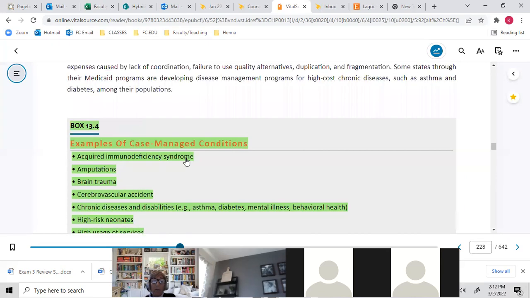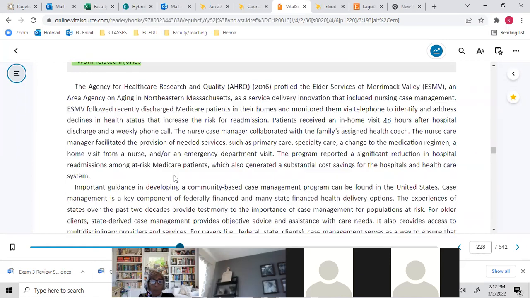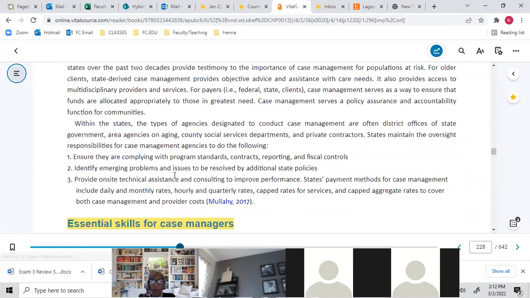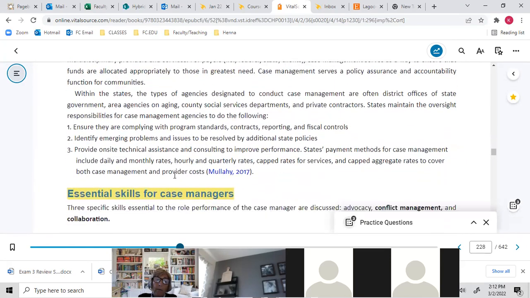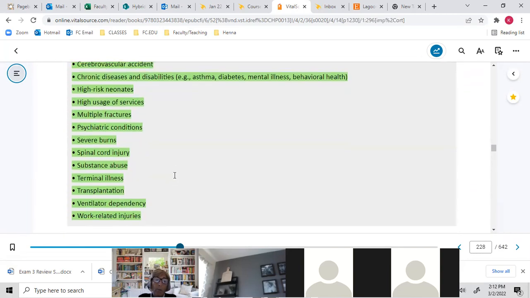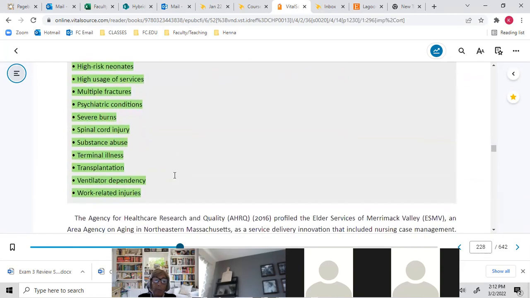Right. So these are examples of case managed conditions. What they have in common is they are going to require multiple agencies or coordination of care with multiple departments, people. Does that make sense? That's the purpose of case management, identifying which particular groups are at high risk to need case management.